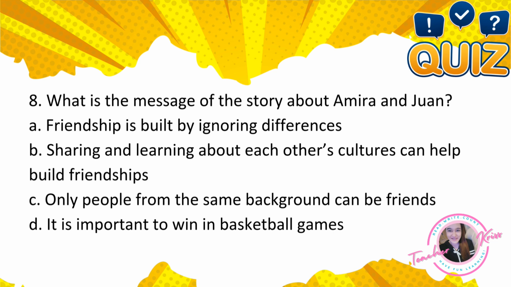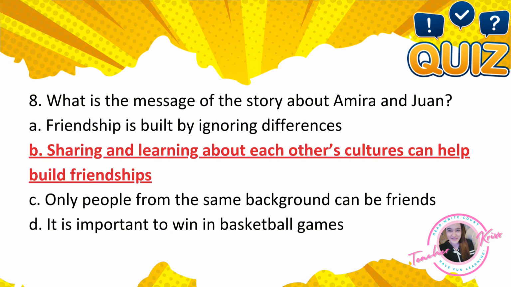Number 8. What is the message of the story about Amira and Juan? Letter A. Friendship is built by ignoring differences. B. Sharing and learning about each other's cultures can help build friendships. And letter C. Only people from the same background can be friends. Letter D. It is important to win in basketball games. Alright, the correct answer is letter B. Sharing and learning about each other's cultures can help build friendships.